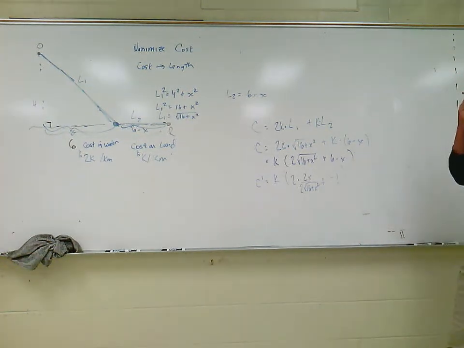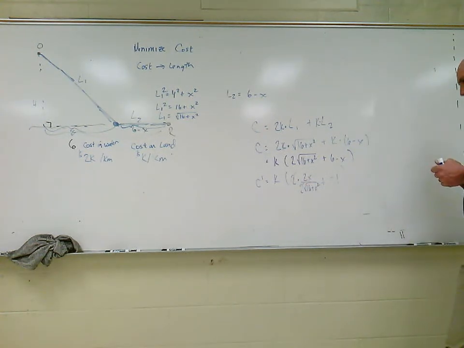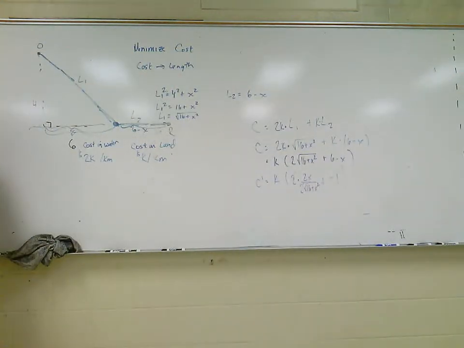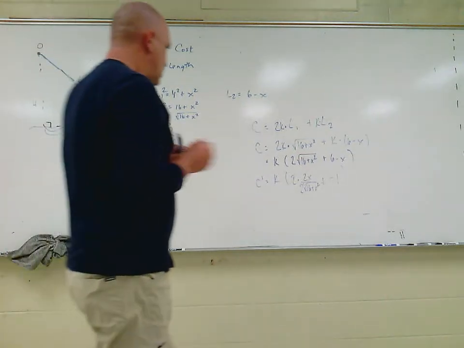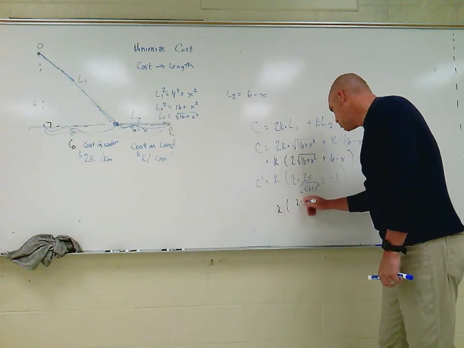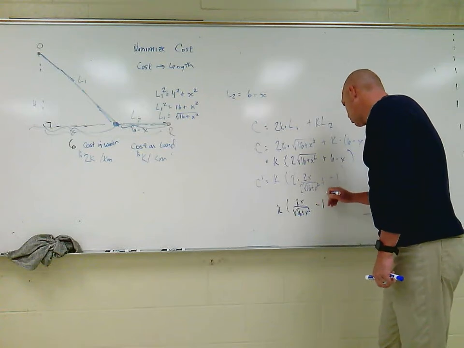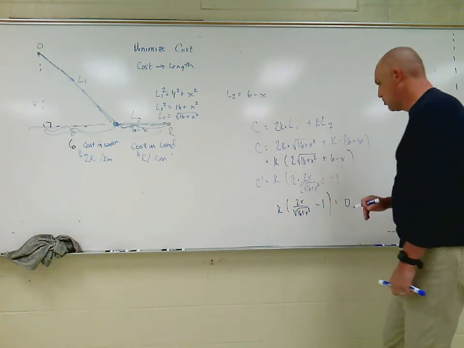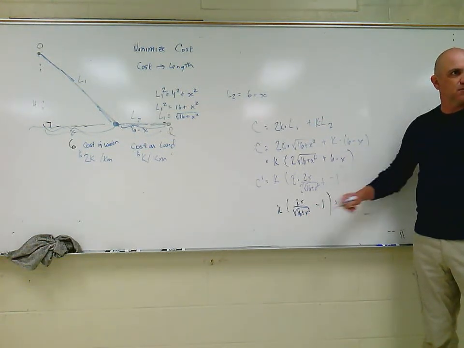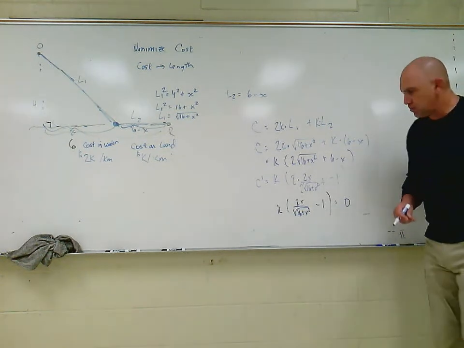Now, let's do this. Yeah, I can cancel these 2's. And so we get our C prime is K times (2x over the square root of 16 plus X squared minus 1), and we're going to set that equal to 0. Because you're not worried about the bottom being 0, because 16 plus X squared cannot be 0. Okay, there's that. It shows up a lot better.